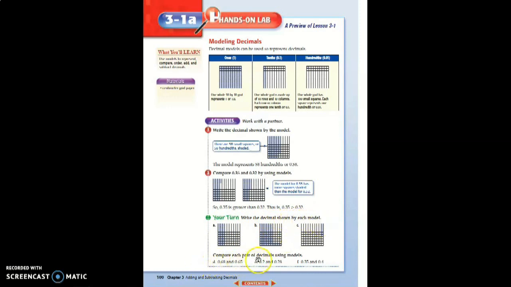Compare each pair of decimals using models. D, 0.665 and 0.65. E, 0.2 and 0.28. F, 0.35 and 0.4.